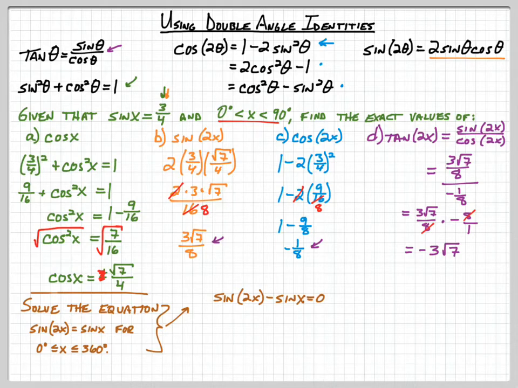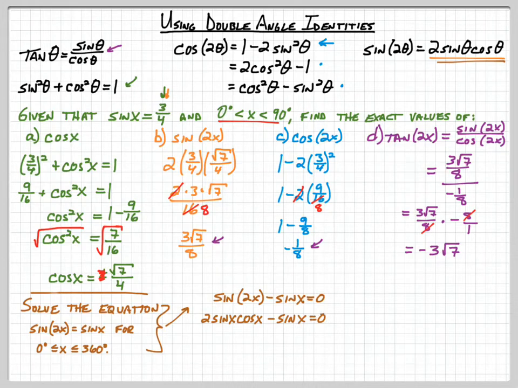Okay, so now we've got sine 2x and sine x, and we don't have any values for anything. So let's see if we can get this to not be a double angle, but just a regular angle of sine x. What we can do is substitute in 2 sine theta cosine theta, or 2 sine x cosine x, for our double angle here. So we've got 2 sine x cosine x minus sine x equaling 0.